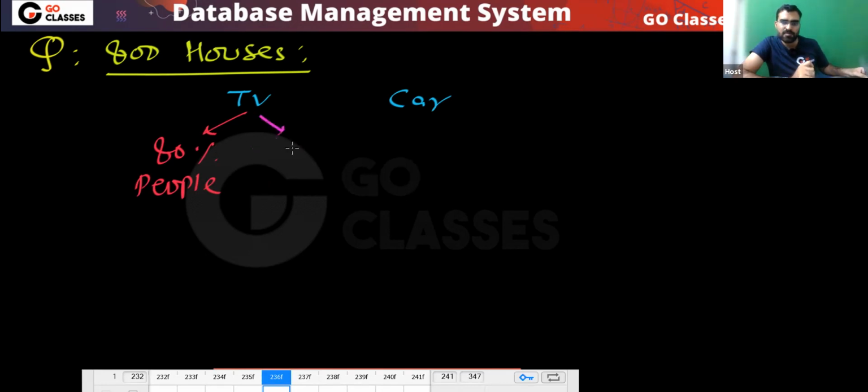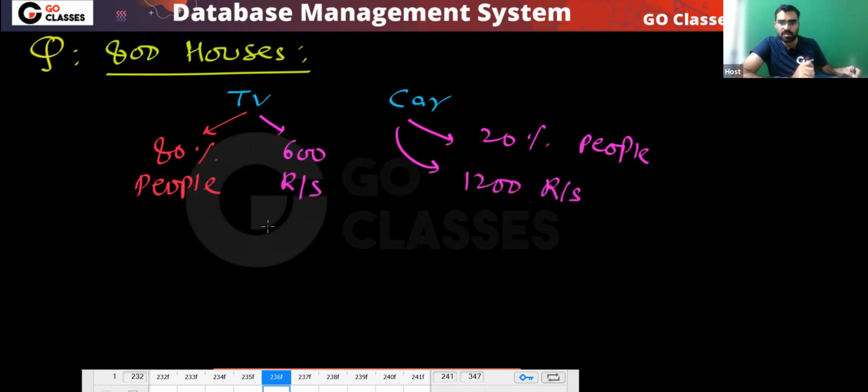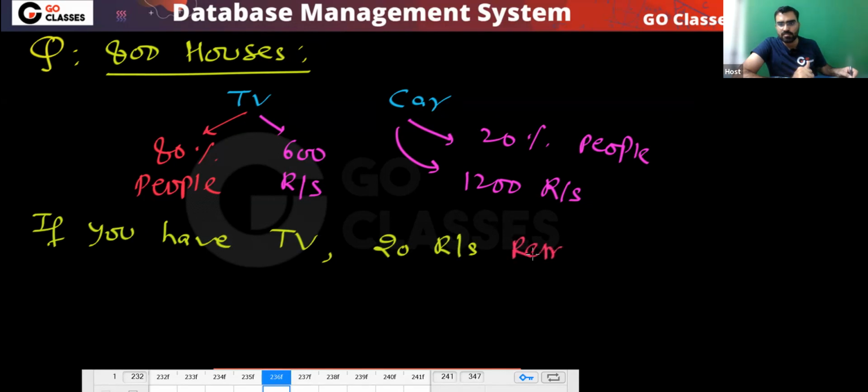80% of people have TV and this TV will cost 600 rupees. And this car, 20% of people have. Let's assume this is costing maybe, okay, you can assume that this is costing 1200 rupees. Now you tell me, what data am I giving you? So if you have a TV, what comes with it? If you have a TV, then a 20 rupees remote comes with it.